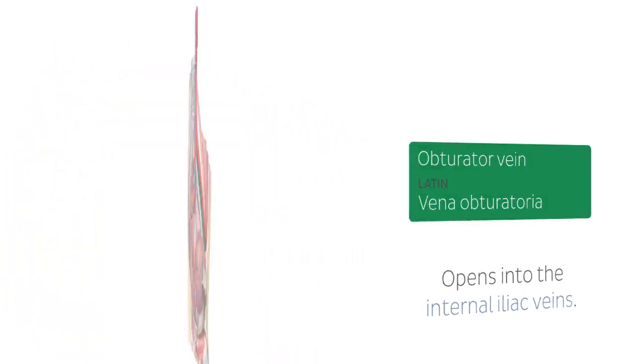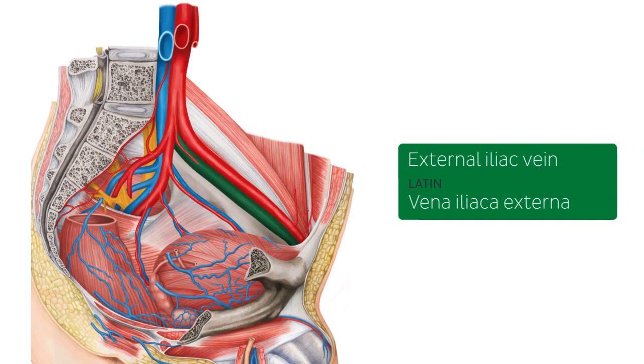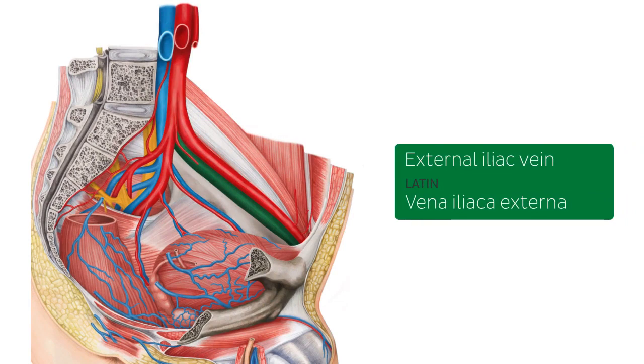Finally, on this tutorial, we're going to be highlighting here this vein. This is then an important one known as the external iliac vein. The external iliac veins are paired veins. We're looking now at the left one, but there is the right one. They arise from the upper part of the femoral veins. These veins course along the external iliac arteries.